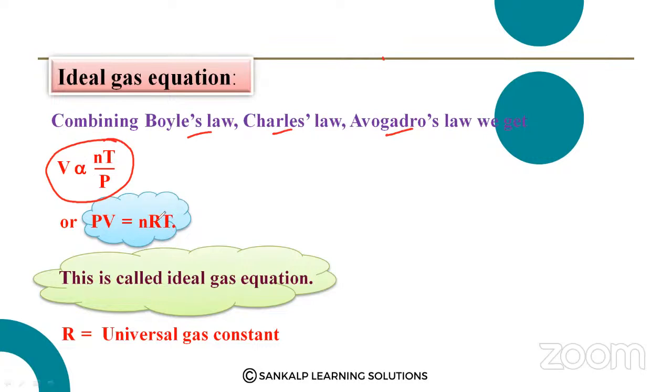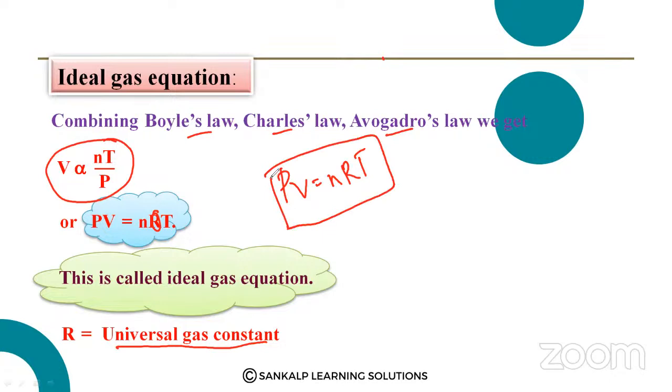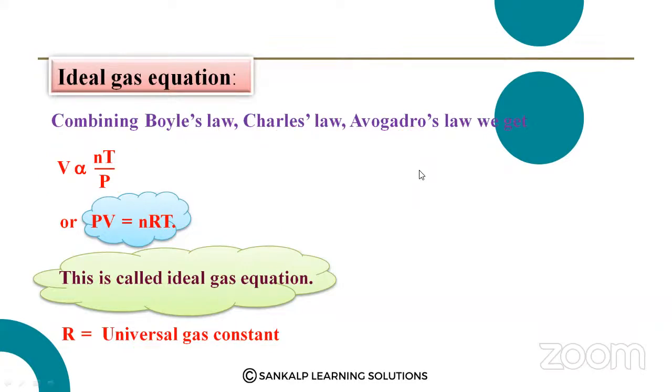Here you are introducing R. What is this R? R is nothing but the universal gas constant. This is called the ideal gas equation. PV = nRT is your ideal gas equation. How do you get it? You get it by combining Boyle's law, Charles' law, and Avogadro's law, not Gay-Lussac's law. When you combine them, you get PV = nRT. Remember this.